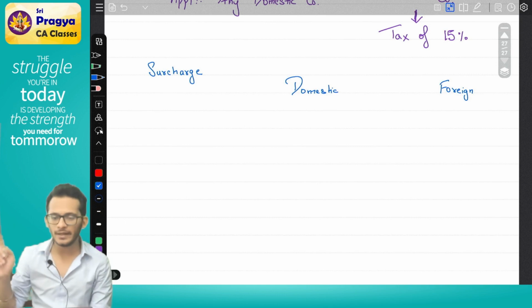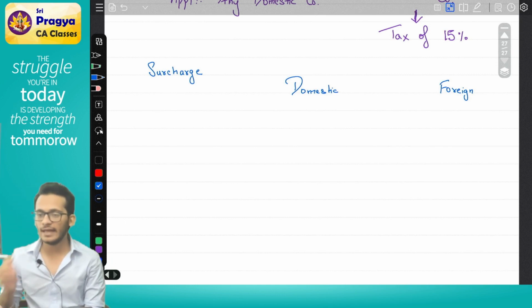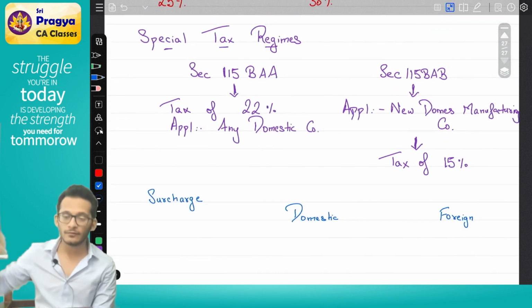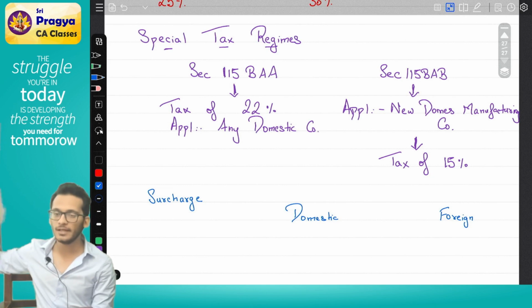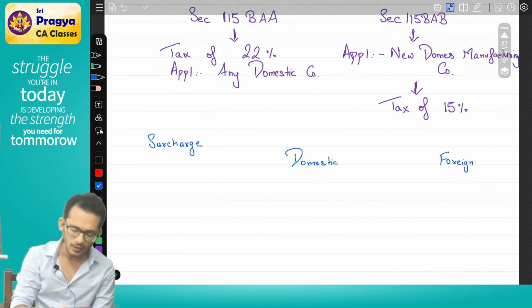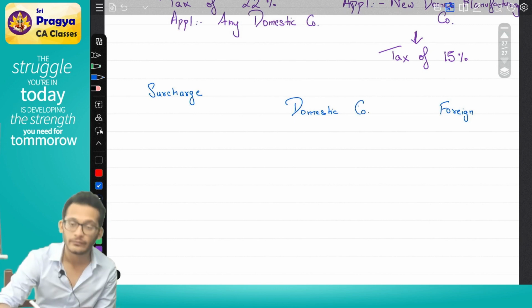Does a foreign company have any regimes, or is it directly only 40%? It is only 40%. Can a foreign company opt for 115 BAA or BAB? No, they cannot opt for it. It is only for domestic companies, which means in domestic company I have to put a further split.